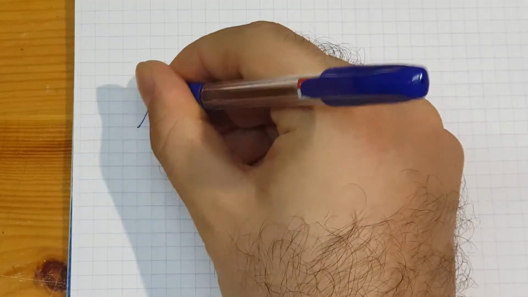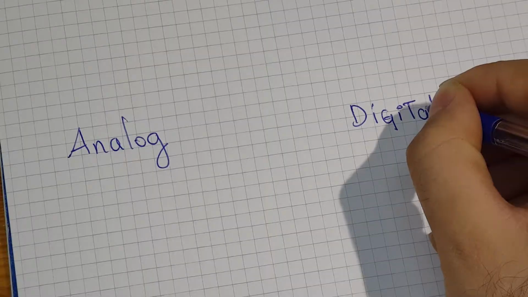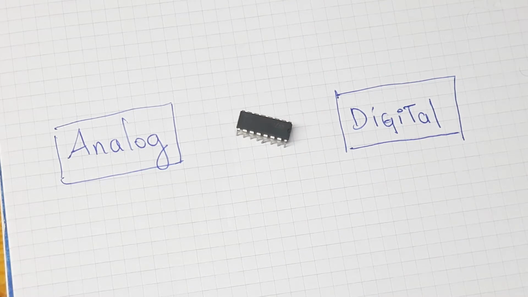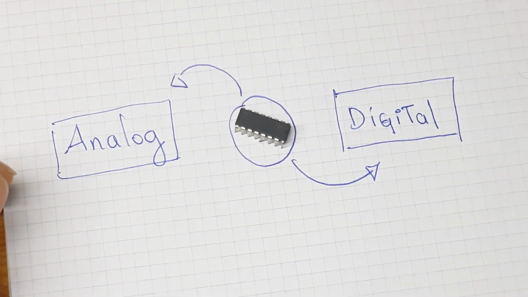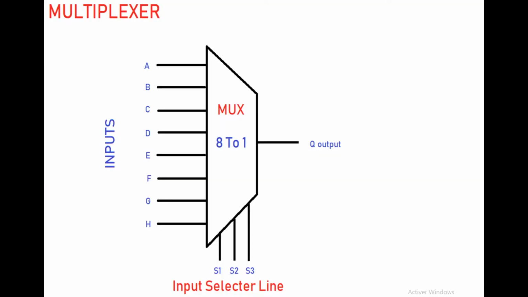First things first, let me tell you that there is 2 types of multiplexers, the analog and the digital type. Some analog multiplexers can accept analog and digital data, such as the 4051, which can handle both signals. Alright, let's move in deep and try to figure out how they work.